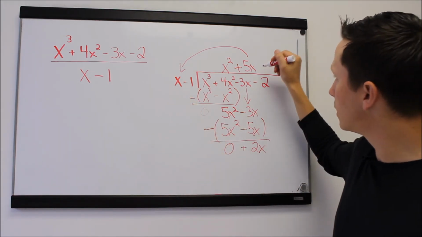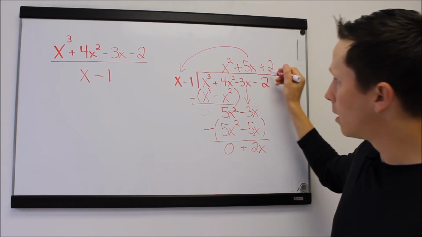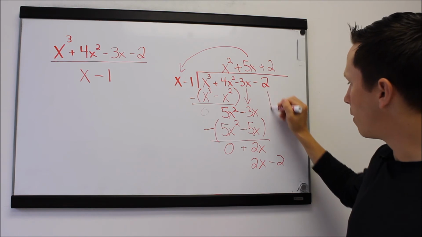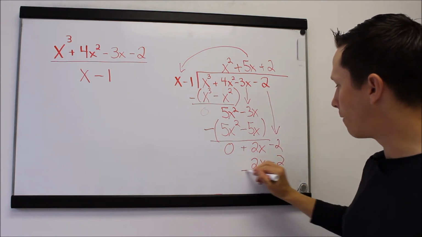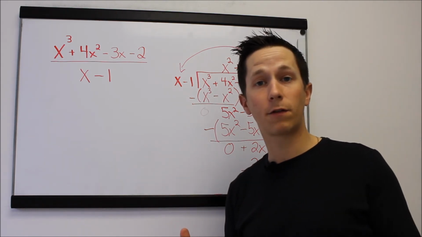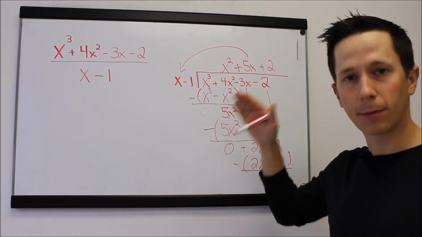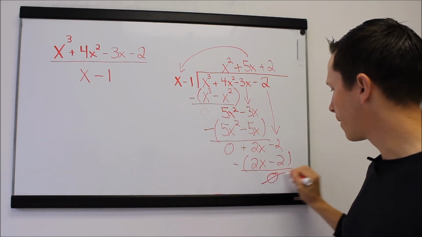X into 2x is plus 2 times. Multiply that back and we get 2x minus 2. This minus 2 comes down, and if it's a perfect no remainder division, this should subtract perfectly, which it does. 2x minus 2 subtracts 2x minus 2 is 0.